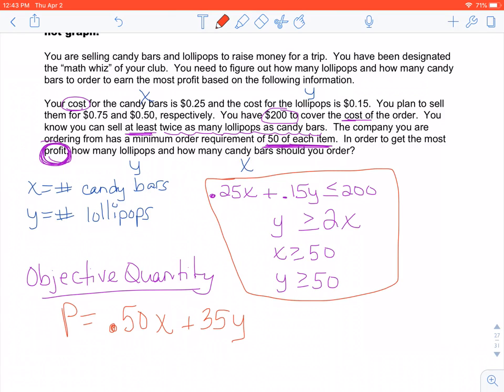So your homework is the next page in the packet, and it's actually front and back. There are 7 problems. Make sure that you label your variables. What does each variable represent? And then you're writing a system of inequalities to solve the problem. But you are not solving the problem. So you're going to do it exactly like we just did this problem here.